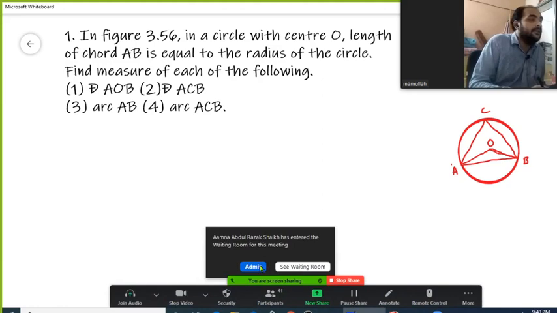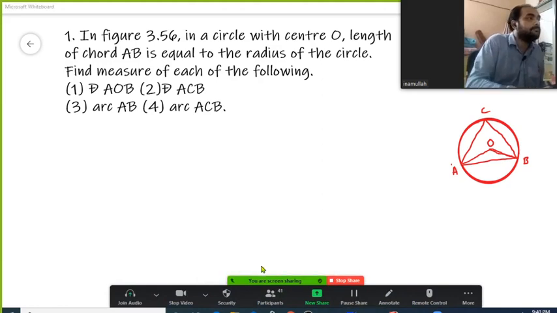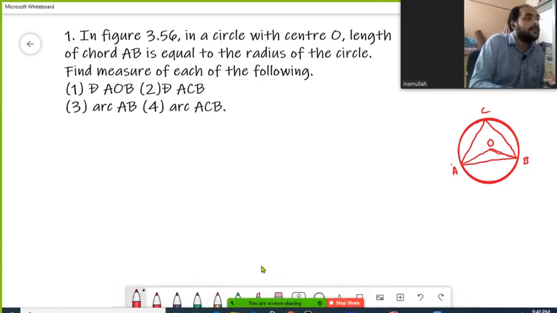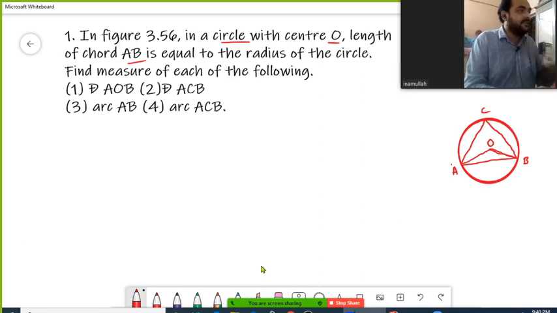In the given figure, a circle with center O is given. Length of chord AB is equal to the radius of the circle. So this is given information. Find the measure of each of the following angles and arc.